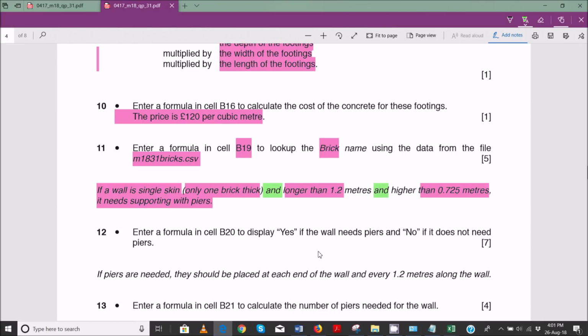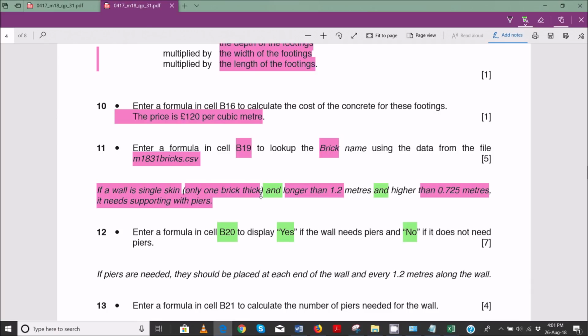So the wall must be single skin. It must be more than 1.2 meters long, and it must be more than 0.725 meters high. And then it needs supporting with piers. So what's supposed to happen is enter a formula in cell B20 to display the word yes if the wall needs piers, and no if the wall does not need piers. So if any of these values is false, then the wall doesn't need to have piers.